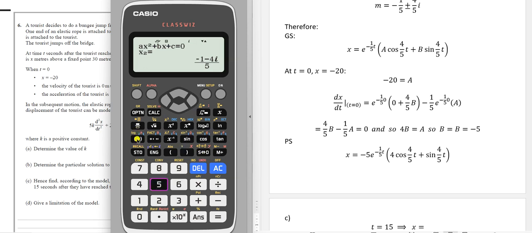I'll have minus 5 times e to the power of minus a fifth of 15, in other words, minus 3, I want to multiply that by 4 times cos 4/5 of 15 is 4 threes plus sine of the same thing, minus 0.70 something.